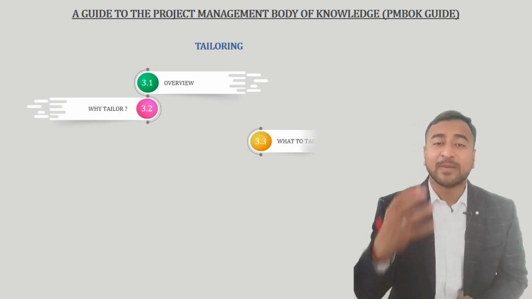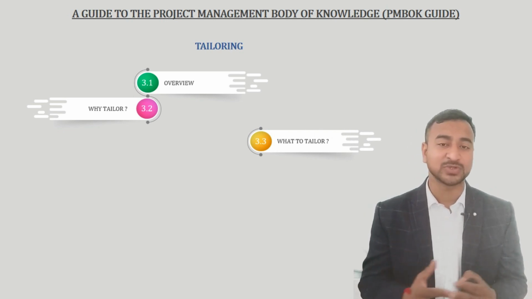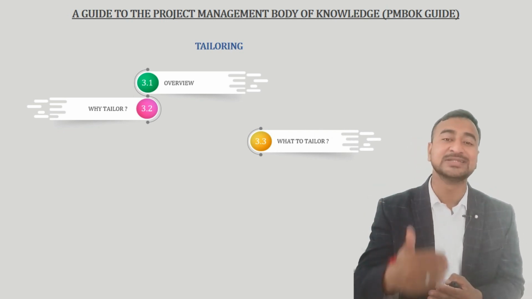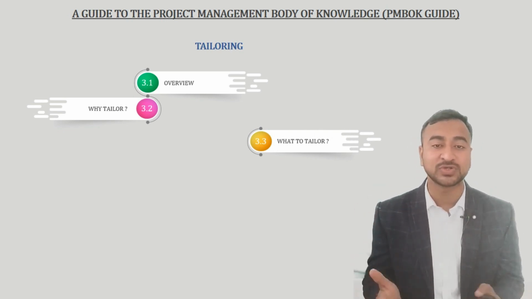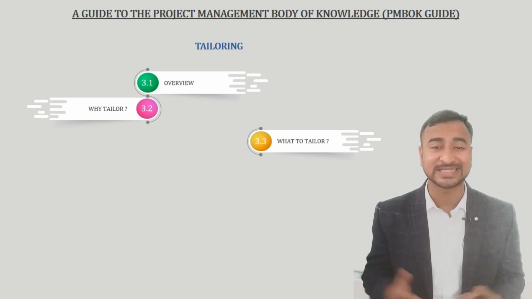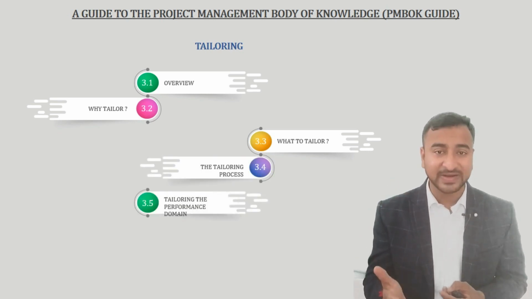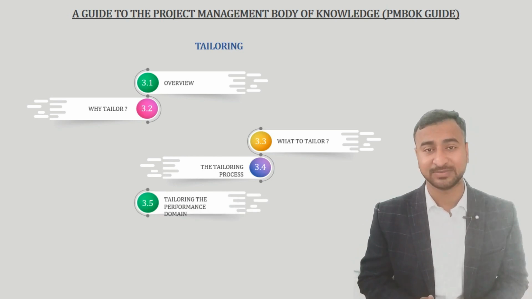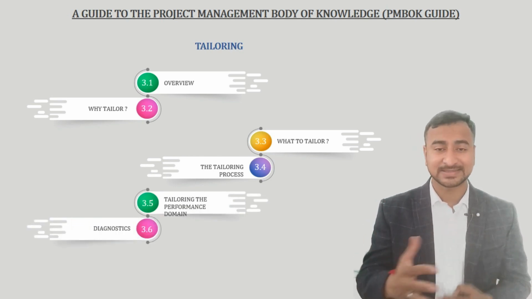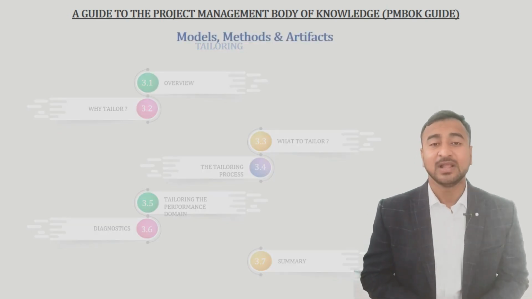PMBOK 7 introduced tailoring as the deliberate adaptation of the project approach, the governance and the process to make them more suitable to the given environment and work. In upcoming sessions, we will discuss in detail what to tailor, how to tailor, the tailoring process and diagnostic, and the summary. Now let's go to the next slide, that is models, methods and artifacts.